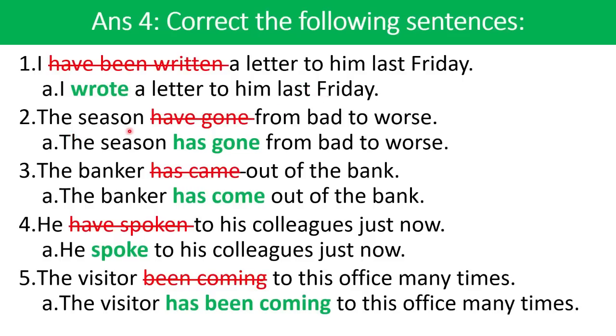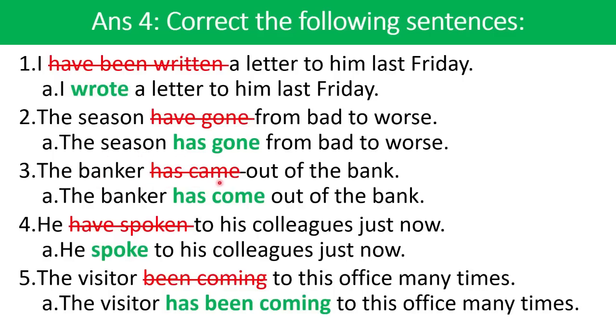The season, now season is singular. Have gone, have is for plural verbs, not for singular. For a singular noun, we need a singular verb which is has. So gone is correct, nothing wrong with it. Has is the problem. So the season has gone from bad to worse. Why did we make the change? Because if it was seasons plural, have gone would be correct. Since it is season, has is required.